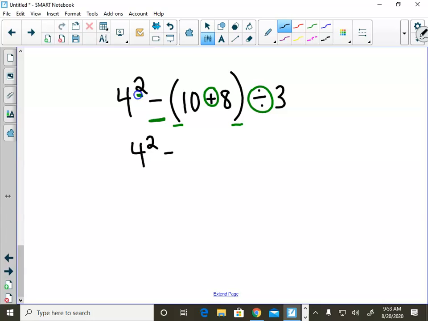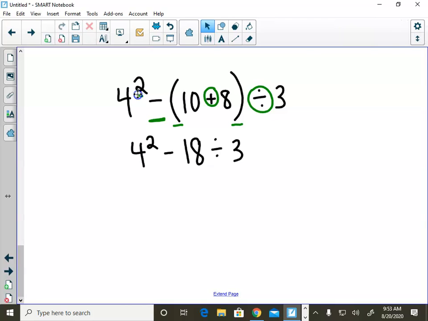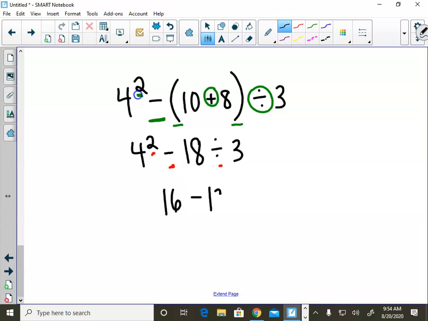We have 4 squared, and then in the parentheses we have 10 plus 8, which is going to give us 18, and that's divided by 3. So the next thing that we have to do is the exponents. Because again, if you look at it, we have an exponent, that would be here, we have subtraction, and we have division. So there's no parentheses, so the very next thing we have to do is exponents. So 4 to the second power, we know is going to be 16, minus 18 divided by 3.